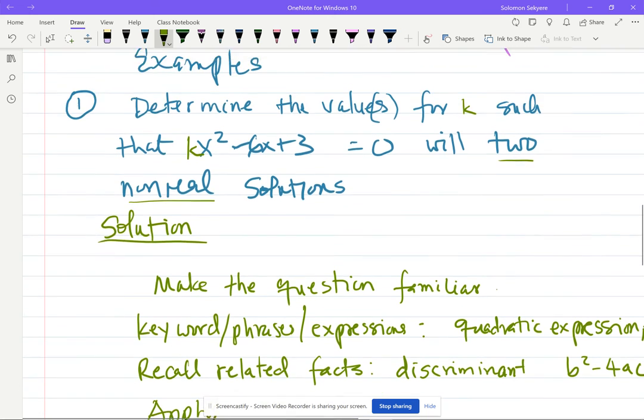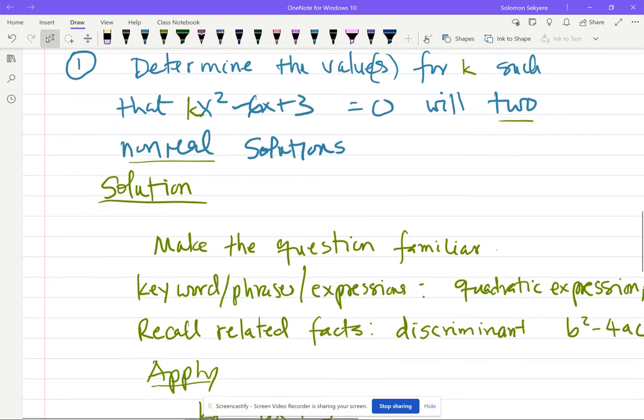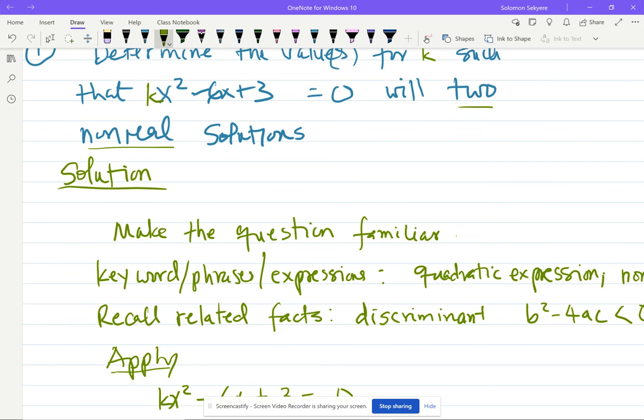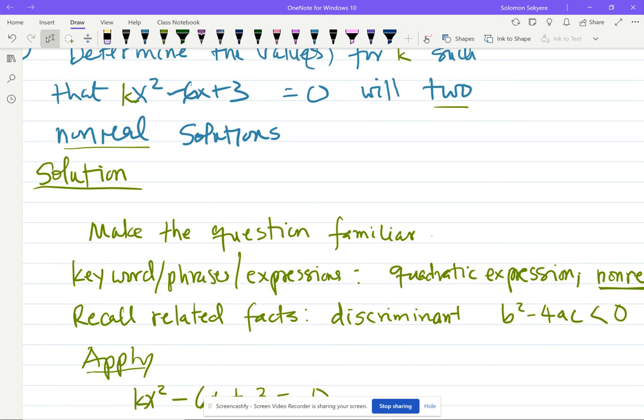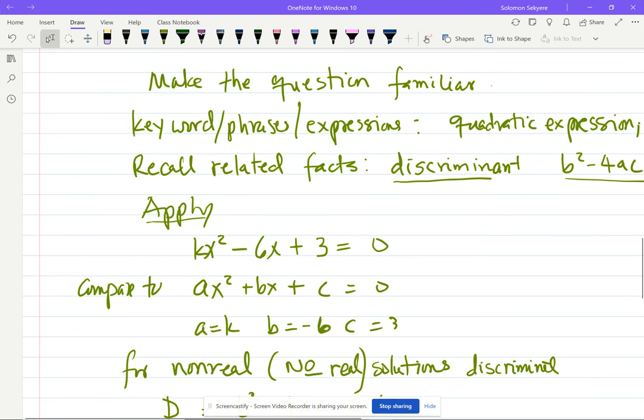Let's look at this question. If you meet a question somewhere, first of all, look at the question and make it familiar. How do you make it familiar? Look for keywords, phrases, or expressions. First of all, we see a quadratic expression, which tells us this has got to be a quadratic equation. And then we see non-real solutions, which should bring to mind something about the discriminant: b squared minus 4ac should be less than 0. Let's go and apply it. So first, make the question familiar. Just try to understand it.